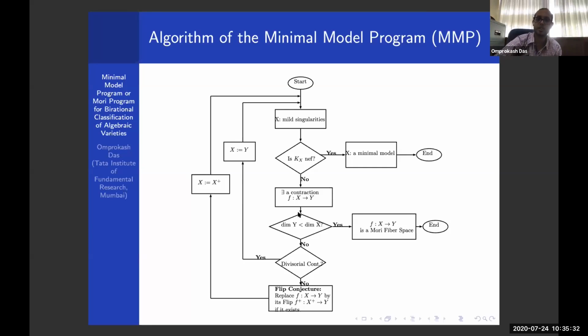Okay, so let's say we are in the situation where the dimension of Y is in fact equal to that of X. Then it is a birational contraction. The base has the same dimension as the domain. Now we ask, is it a divisorial contraction? It means, are we contracting a divisor from X to get Y? If it is a divisorial contraction, then it's very nice. Then you simply replace your X by Y and continue this program.